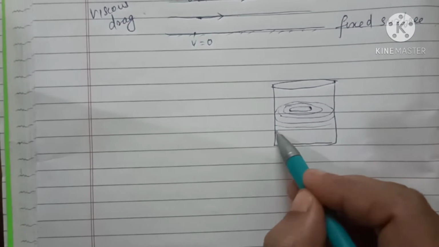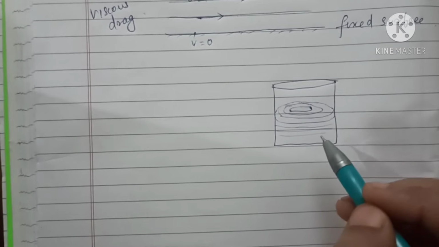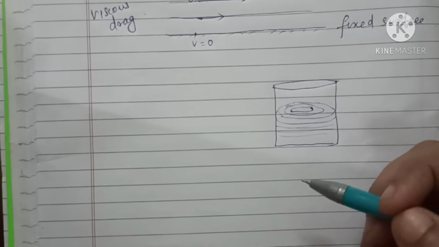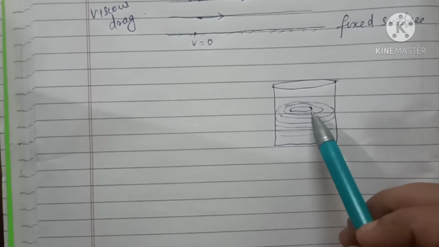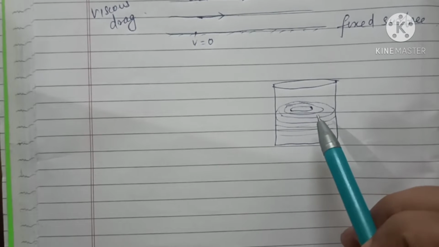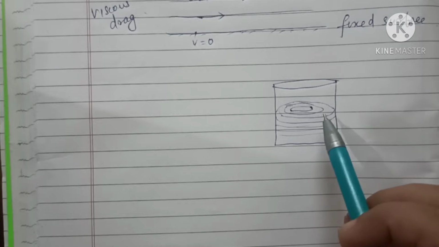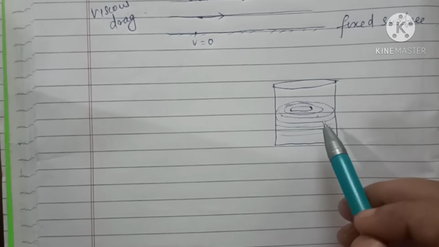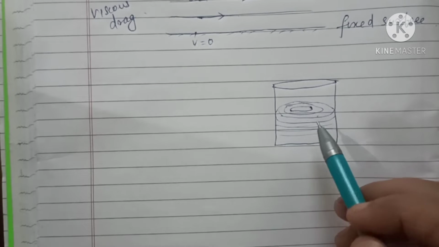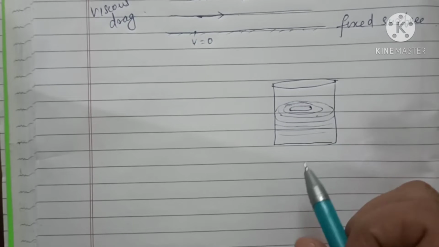Okay. In this way the water will rotate. But after some time when we stop stirring, what will happen? The speed of the different layers gradually decreases and finally the water comes to rest. What does it show? It shows that an internal friction comes into play which destroys relative motion between different layers.